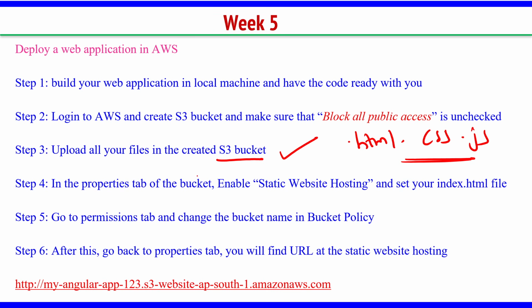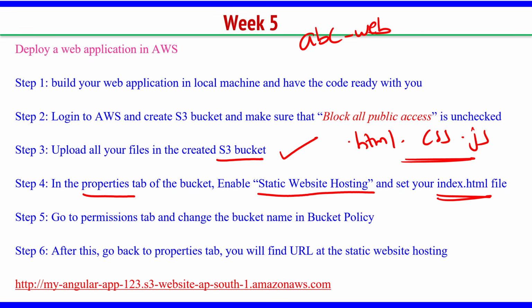Once you upload the code into the S3 bucket, go to that bucket's properties tab. Let us say you create a bucket named abc_web. Click on the properties tab of the bucket and enable static website hosting. At the bottom of the properties tab you can see the option to enable static website hosting, and it will ask for the index file, meaning the main landing page. You have to give your main HTML file there.